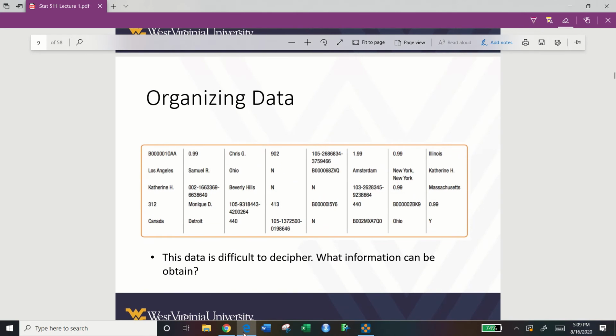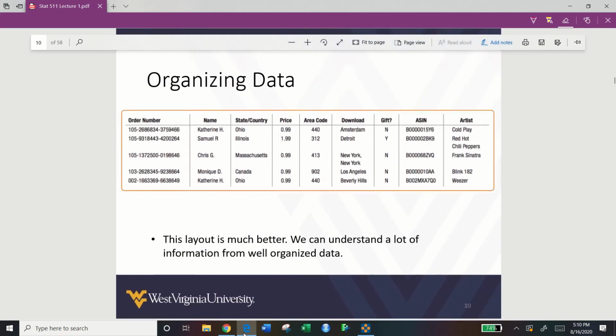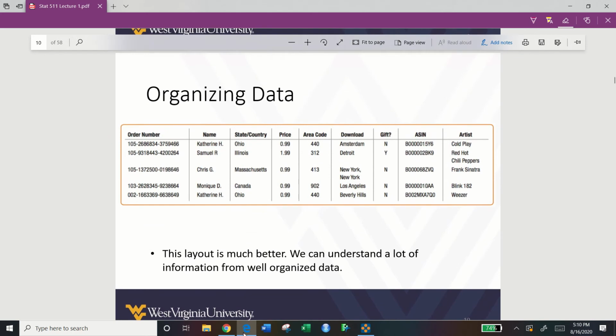The organization of a data set is very important. If you look at this data set, it's very jumbled. And to be honest, you probably don't know what you're looking at right now. You see names, locations, n's, y's, numbers, decimals, things that mean absolutely nothing. There's very little that we can even obtain from this.